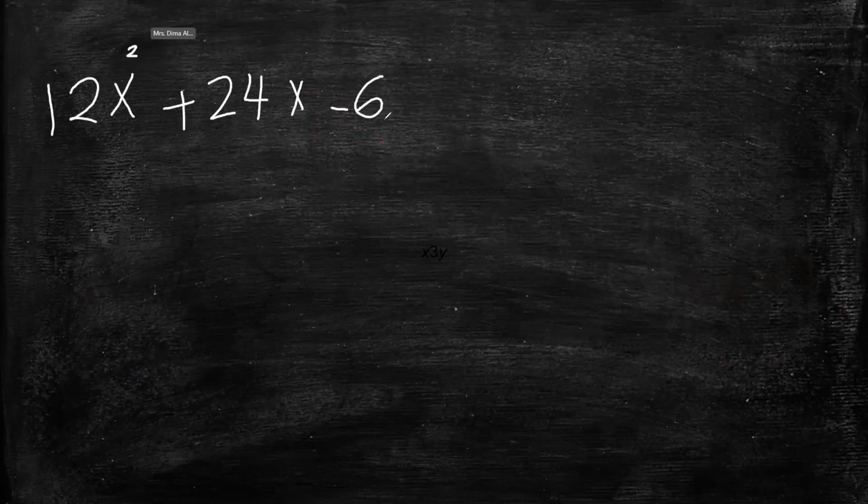The first one here, like if you have 12x squared plus 24x minus 6, and I want you now to write the factored form of it as a monomial times trinomial. As I told you, if you want to write it as a monomial times trinomial, you have first to find the GCF, the greatest common factor. How can we find the greatest common factor?